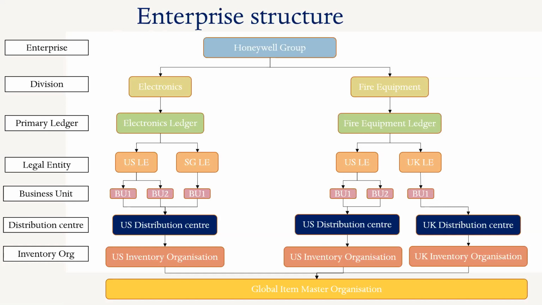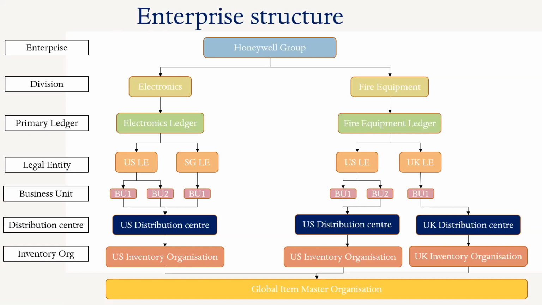And we have the division. Division is again new in Fusion application, and it can be used in multiple ways. In the last project we worked on, we took the division as a line of business, and I have seen a few use cases as well using division only as a line of business. But this is not limited only to the line of business. It depends on the requirement, how we manage this. Okay. So for this example, I have taken it as a line of business, one for electronics and one for fire equipment.